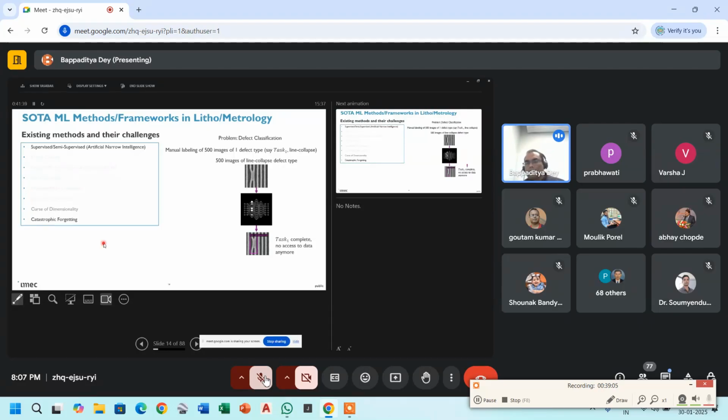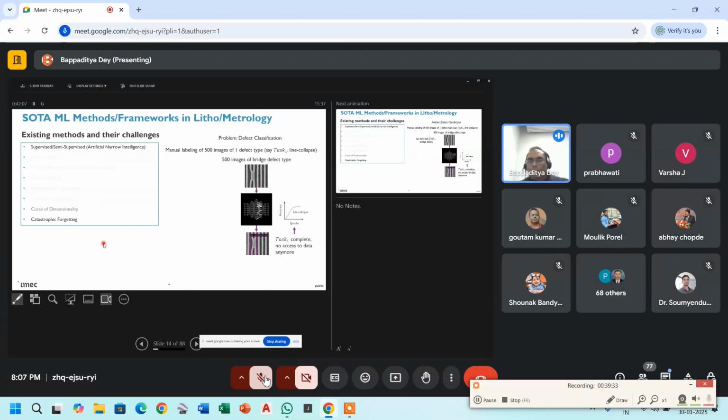But if you follow the constraint, the constraint I'm putting here is: task 1 complete. That means I have detected the line collapse, but I don't have access to this data anymore. It can happen that maybe tomorrow I totally erased all the data and I don't have any availability of this data anymore, right? So if I want to map this model calibration, I can see that the model is performing very well for the line collapse. Now I change the constraint again.